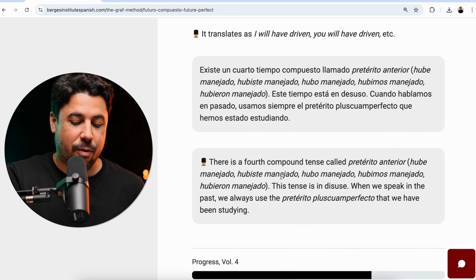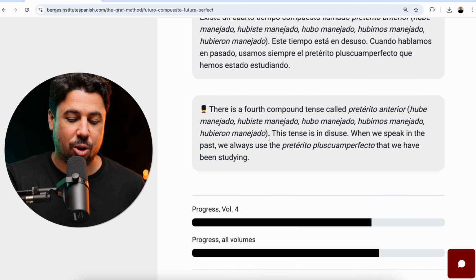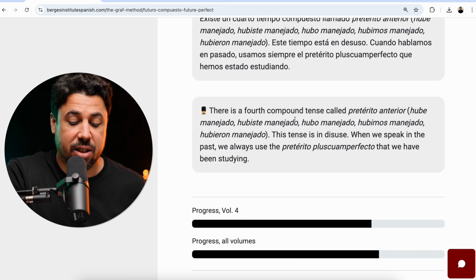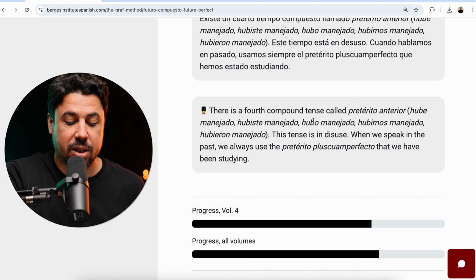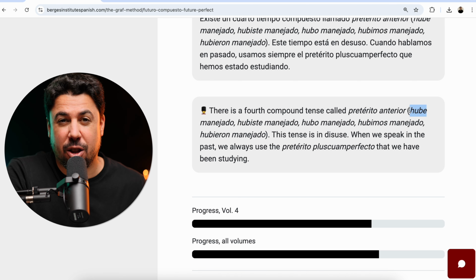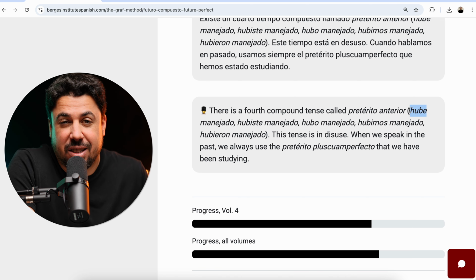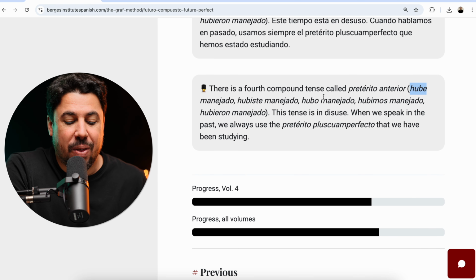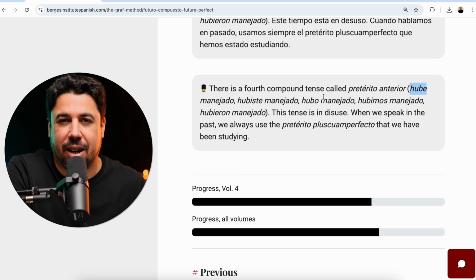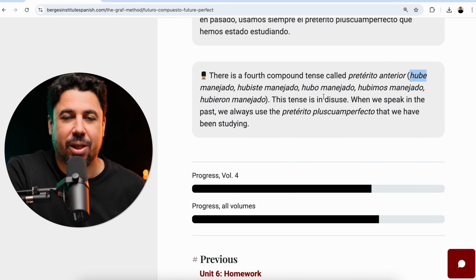And it says there is a fourth compound tense called pretérito anterior. You might find this one in conjugation charts, and it goes hube manejado, hubiste manejado, hubo manejado. So it looks similar to the pluscuamperfecto, but it looks like we are conjugating haber in the pretérito perfecto tense instead of the imperfect, and that's exactly what we are doing. But this tense is in disuse, like nobody uses it. It's like archaic, so we can perfectly ignore it.